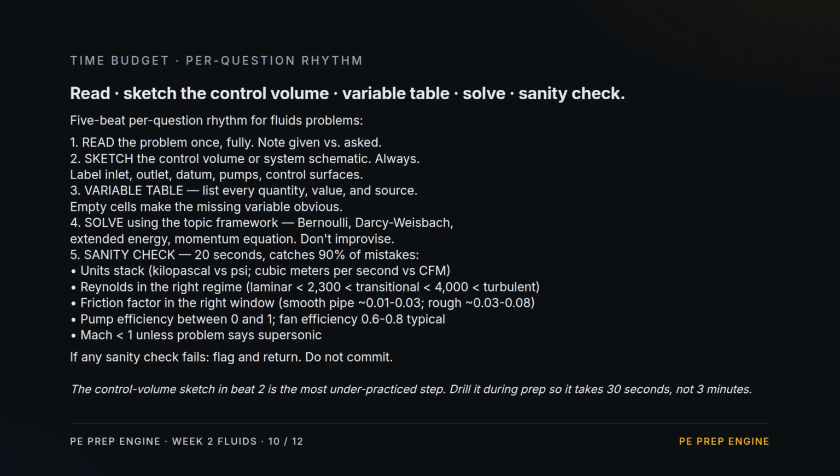Units stack. Reynolds in the expected regime. Friction factor plausible. Efficiency between 0 and 1. Mach below 1 unless the problem says supersonic. If any check fails, flag and return.